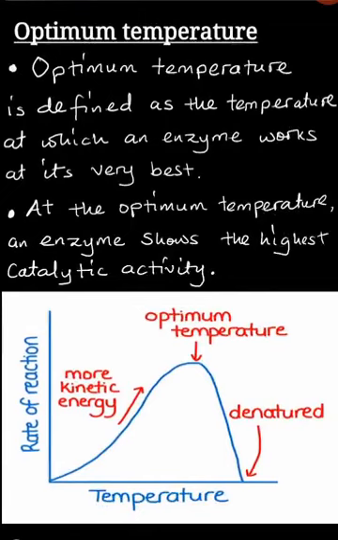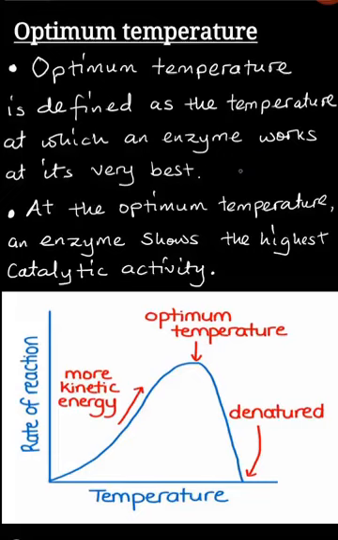Now, let's start by looking at optimum temperature. Optimum temperature. So, optimum temperature is defined as the temperature at which an enzyme works at its very best. So, at optimum temperature, you have an enzyme that is working at its very best level. Here, the speed at which the enzyme is working is at the highest level. So, when you reach the optimum temperature, the enzyme will work at its highest speed right here.